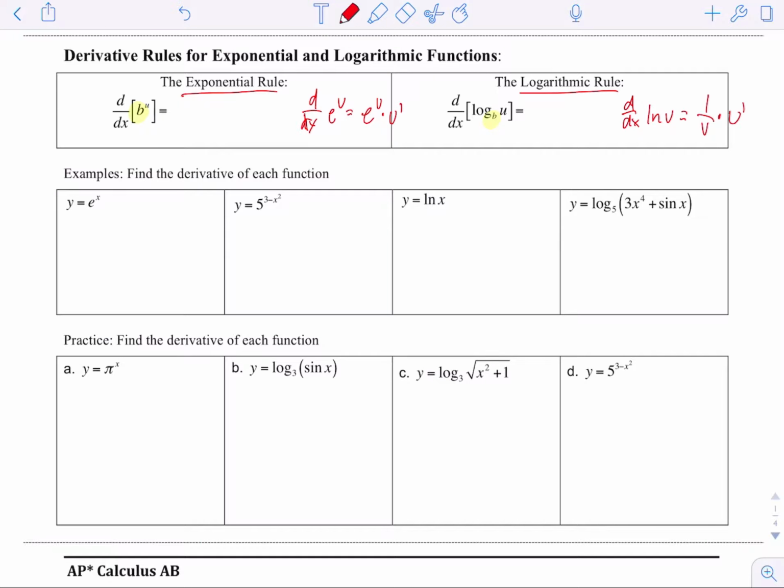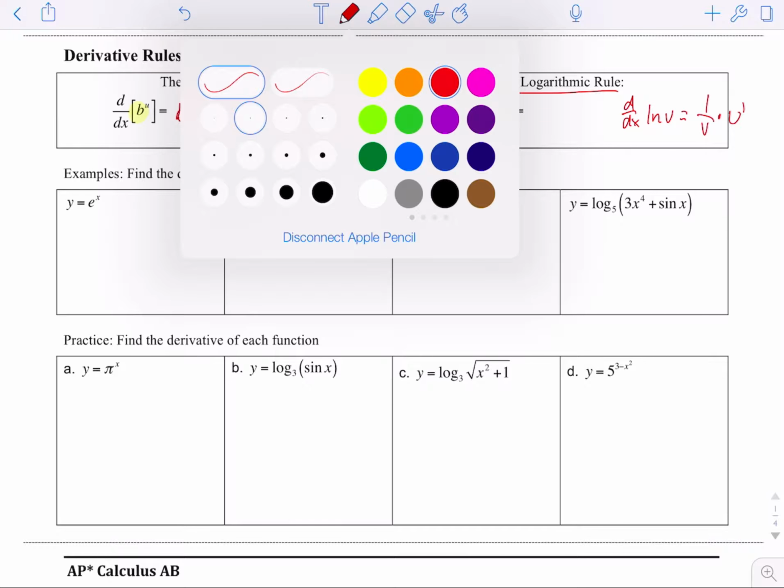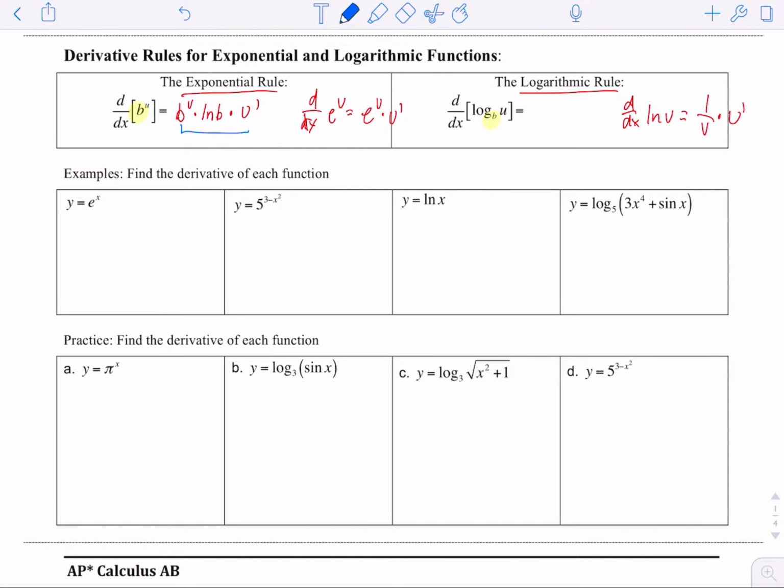So for the exponential rule, it's really the same thing as the e to the u. It's just b to the u, but the only thing that you've got to multiply by is the natural log of the base. That's the one new thing. And of course, times the chain rule. Okay, so this is like the same as the e to the u. The only thing that's new is right here.